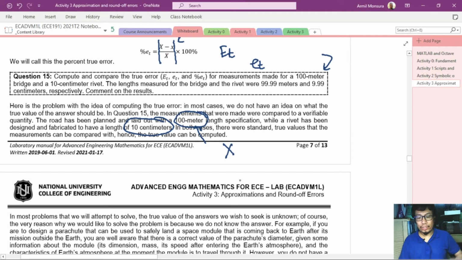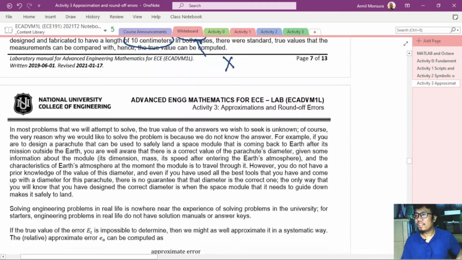Okay? But what if we are trying to solve a certain problem, and the purpose of us solving a problem is because we want to use the solution to implement that on that particular problem that we are trying to solve. Okay, for example, if you are to design a parachute that can be used to safely land a space module that is coming back to Earth after its mission outside the Earth.